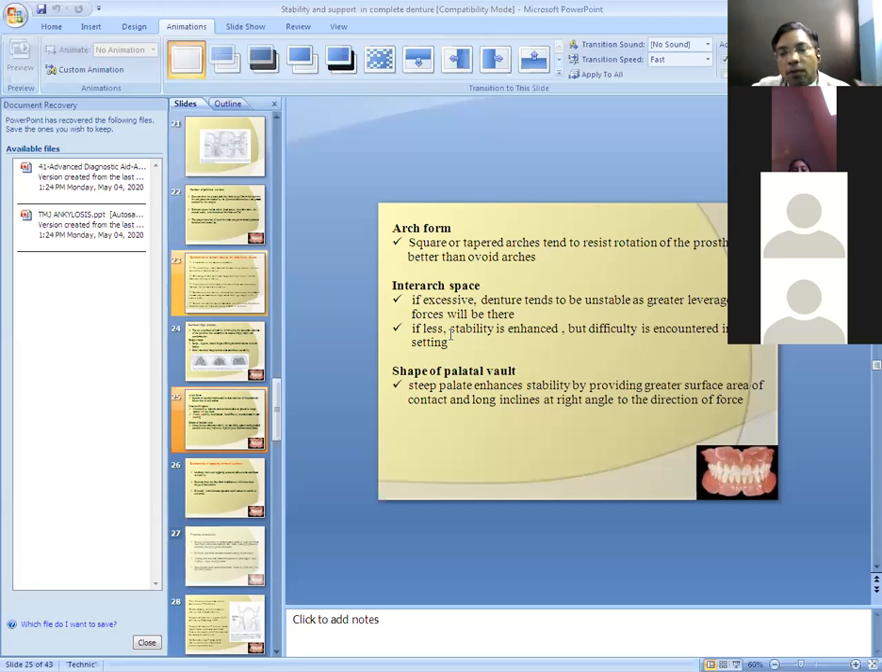But what problem will occur? Teeth setting. There is a minimum space for the opposing arch, which means there is less space for teeth arrangement. That is the problem with this inter-arch space.